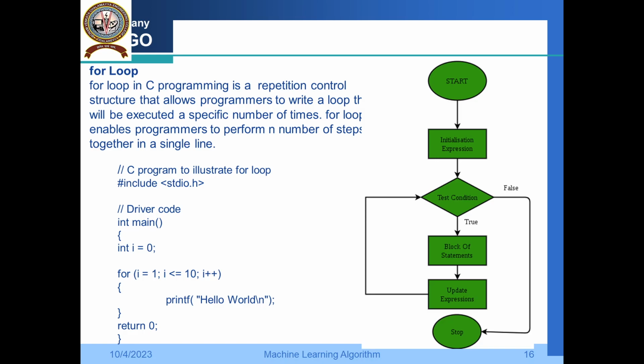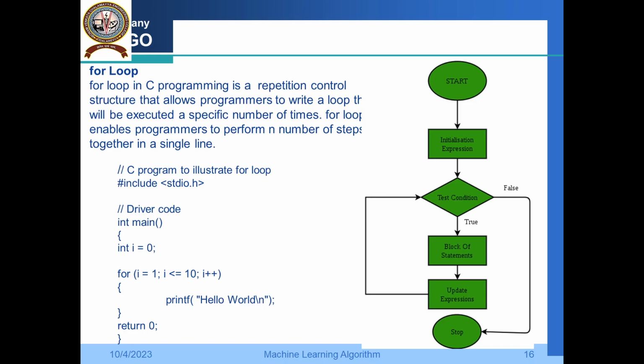What is the meaning of that? When i is equal to 1, first we will check i less than or equal to 10. That means 1 to 10, it will print 10 times. What is that function? printf hello world. So if this loop is executed, it will repeat 10 times. You get it now? And return 0, as you know. So this is the for loop.